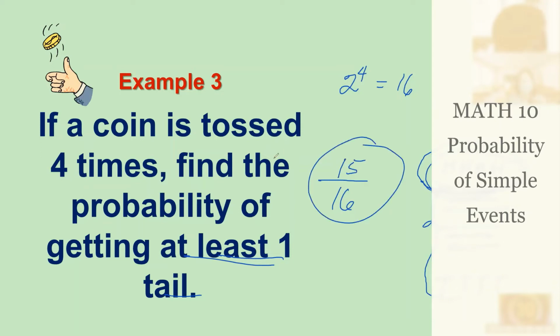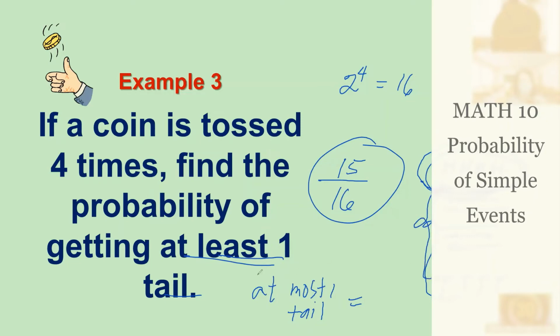So, 15 over 16. Pag sinabi namang at most, let's say at most 1 tail, ano sagot mo? Pag sinabing at most, 1 is the highest. So, ano sagot mo kung at most 1 tail? At most 1, so medyo maglilista ka niyan. Tama ba? At most 1 tail eh. So, pwede mong yung may 1 tail lang, possible na may mga combinations. O, wag na nating ilista.